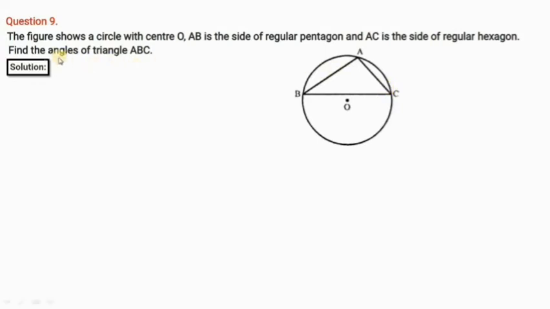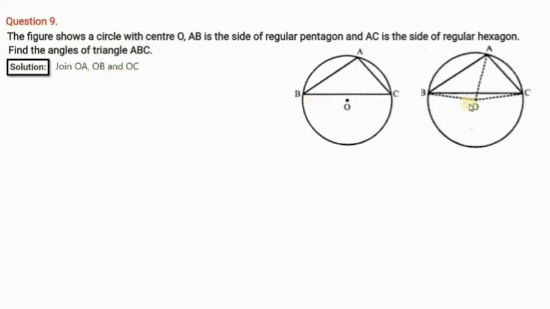Now we need to find the angles of triangle ABC. That means we need to find the value of this angle and this angle. In order to begin with the sum, let us do some construction, and the construction says join OA, OB and OC. After joining, I'll get this figure. Here let us calculate what AOB and AOC are.